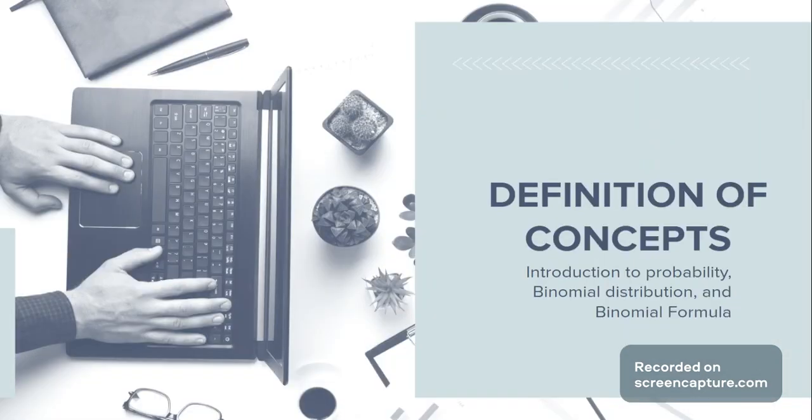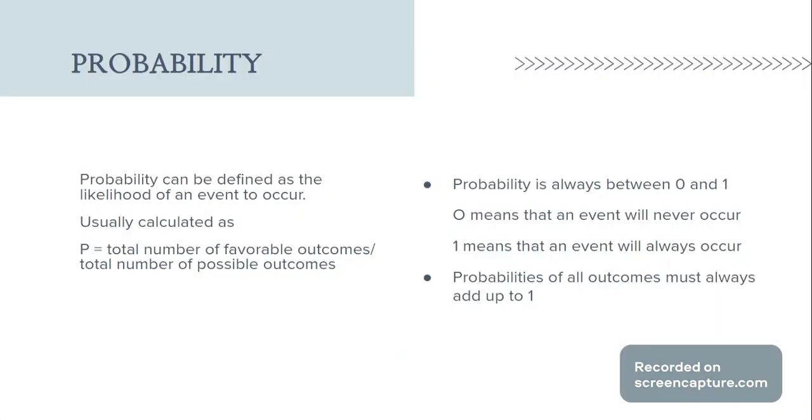To be able to do this, we should be familiar with some concepts. One of them is probability. Probability can be defined as the likelihood of an event to occur, and it is usually calculated as the total number of favorable outcomes divided by the number of possible outcomes. Two other things you should know about probability is that it is always between 0 and 1, where 0 means that an event will never occur, while 1 means that an event will always occur. The second thing is that probability of all outcomes must always add up to 1.